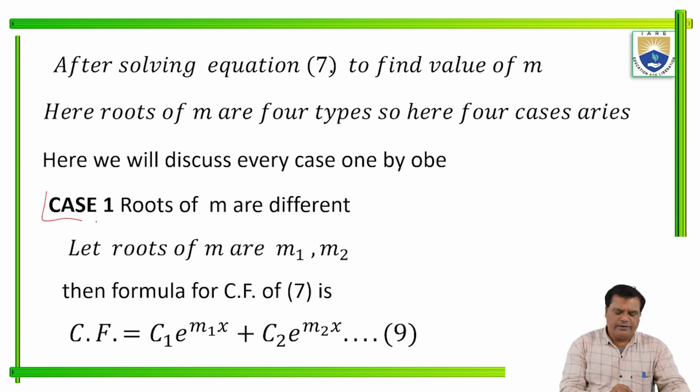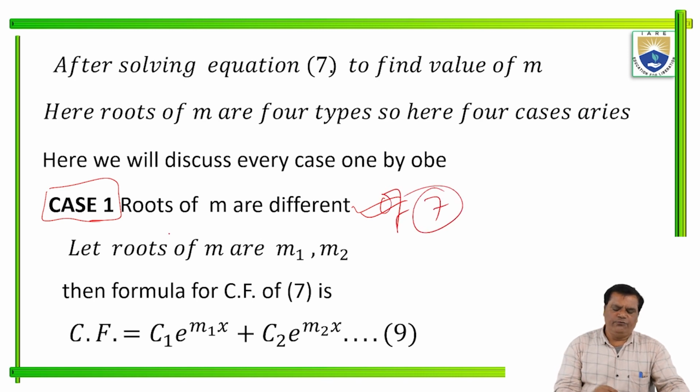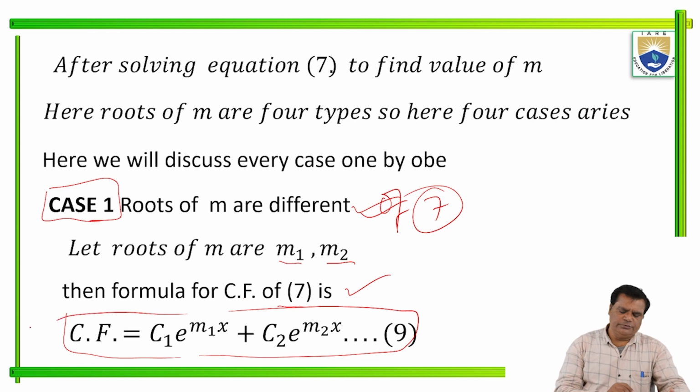Case 1: the roots of m of equation 7 are different. Let the roots be m1 and m2. Then we apply the formula for the complementary function: CF of 7 is C1 e to the power m1x plus C2 e to the power m2x.